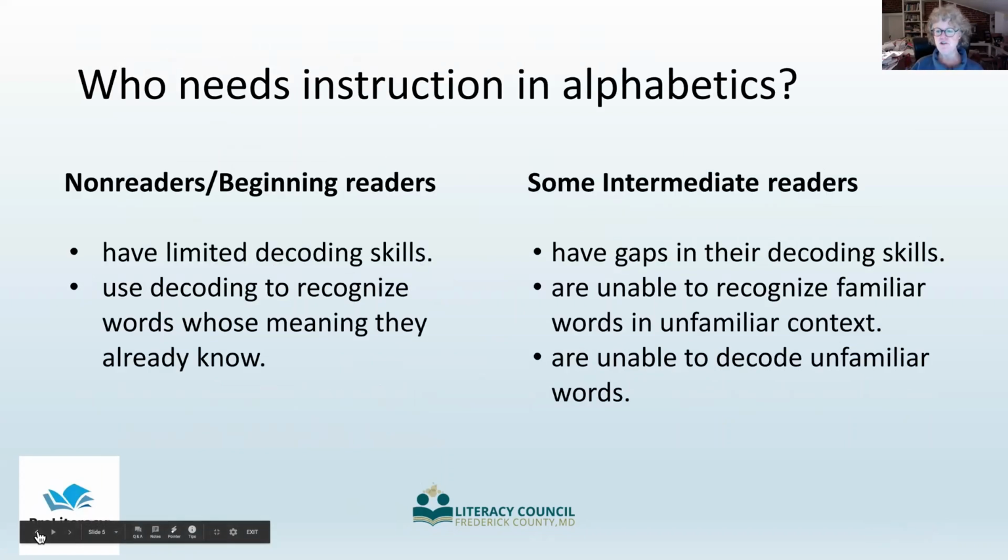Who needs instruction in alphabetics? As you might expect, certainly non-readers and beginning readers will definitely need this kind of instruction. And they could be either basic literacy or ESL students. Also, tutors working with intermediate readers, those who might be reading at a 4th to 6th grade level, may find that as they go along that those students have gaps in their ability to decode words.